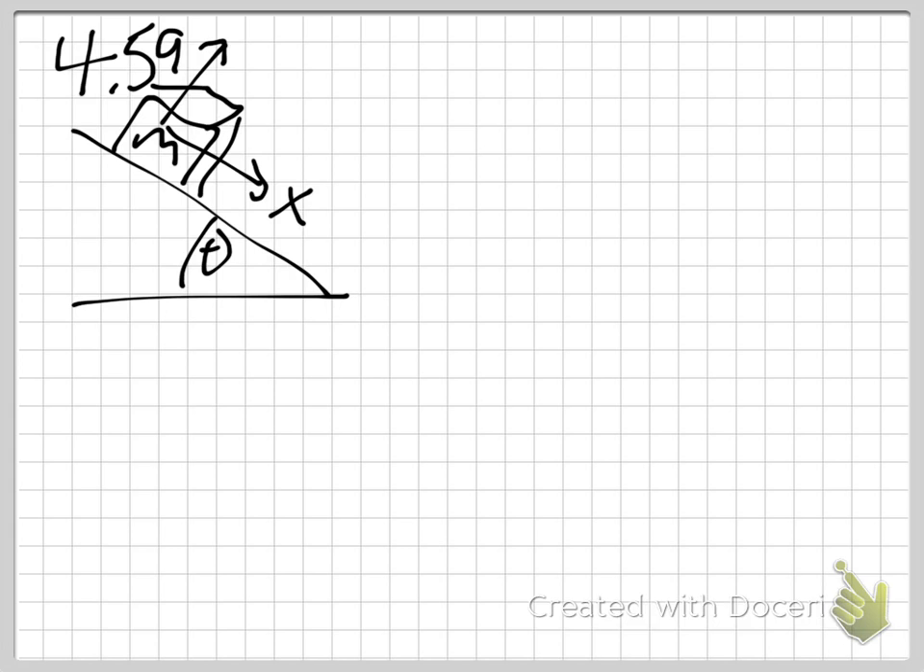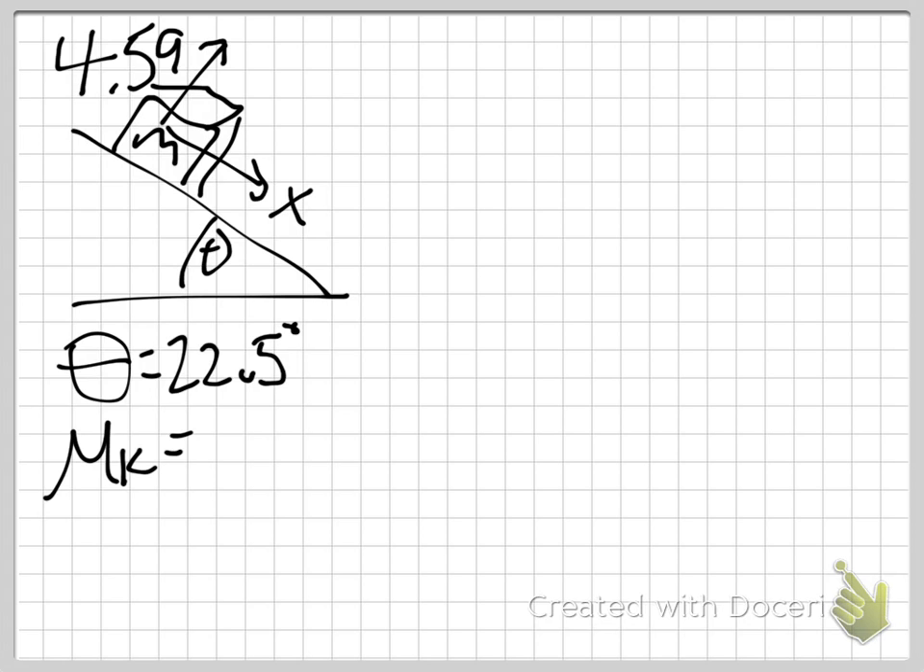It says theta is 22.5 degrees and mu k is equal to 0.19. I'm assuming it's going to slide because they're giving us mu k and not mu s. Question is, determine the acceleration of the crate as it slides down the plane.